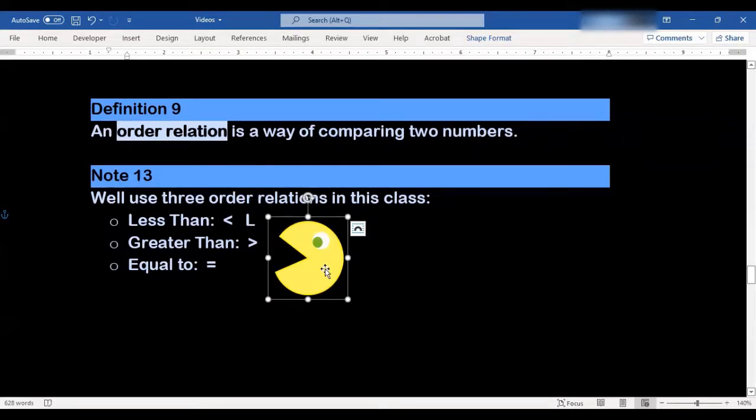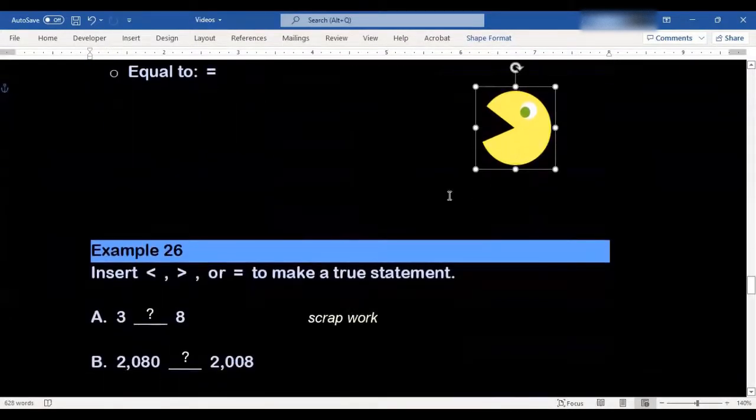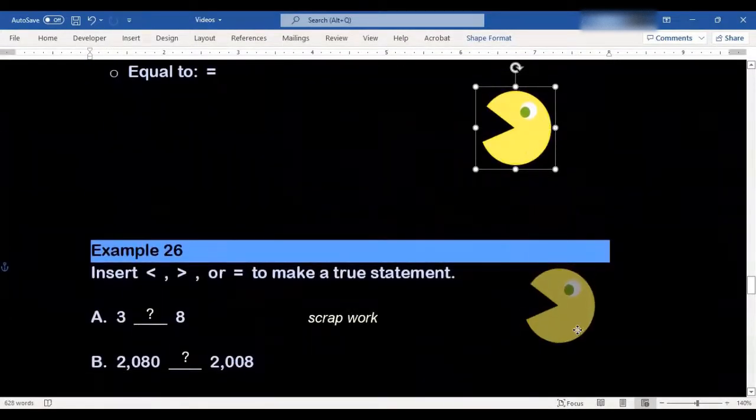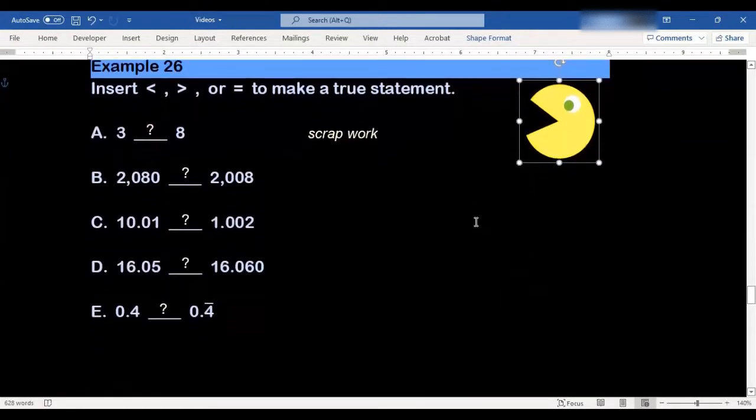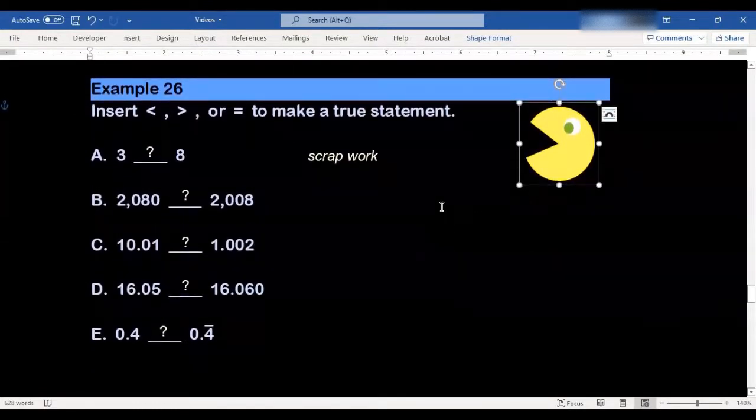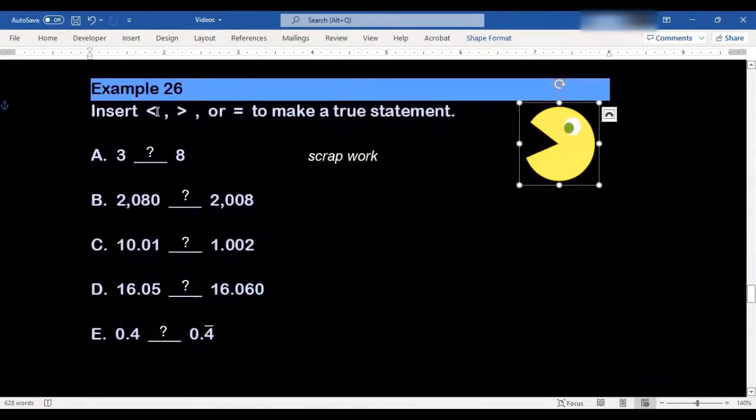So let's go ahead and look at this in an example. I'll just scroll through. I'll bring my friend with me in case we find him to be helpful. For this example, we're going to insert either the less than symbol, remember, it looks kind of like a squished L, the greater than symbol, or the equal sign to make a true statement. And we have several situations here.